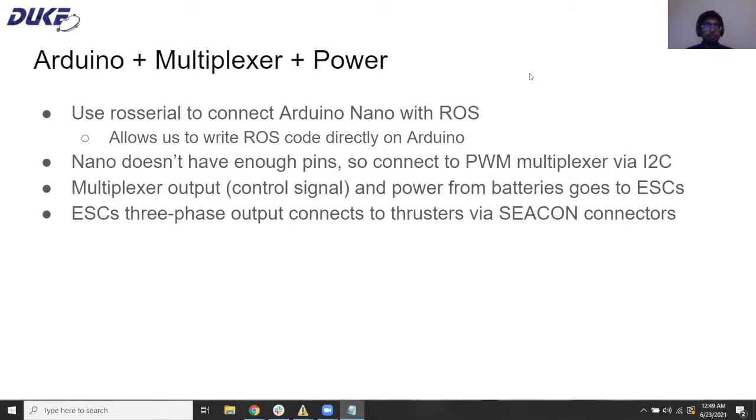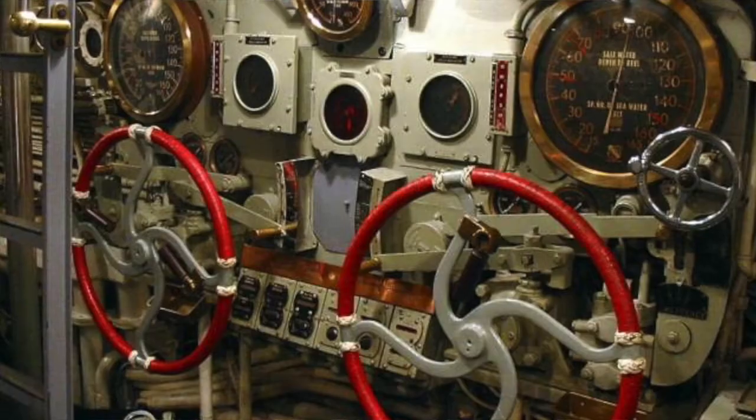Since the Arduino Nano doesn't have enough pins to control all the thrusters, we use a PWM multiplexer, which is connected over I2C, to actually distribute the PWM signals used to control the ESCs. The ESCs are then connected to the thrusters, which are outside the capsule, using CCON pizza connectors.